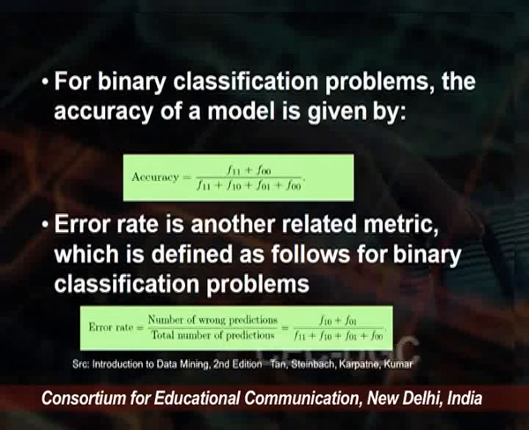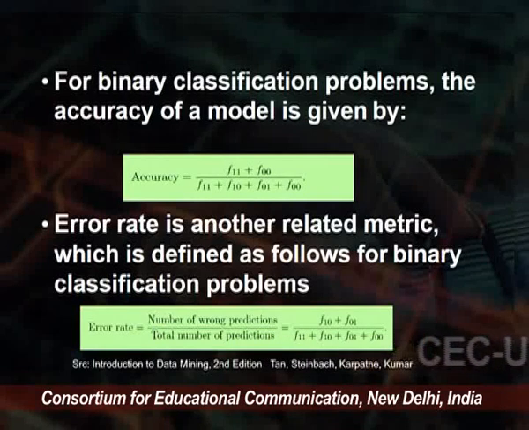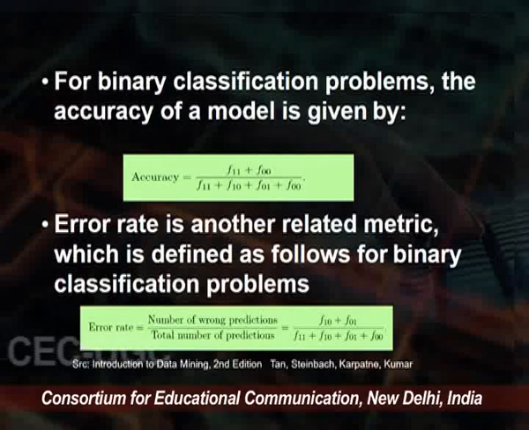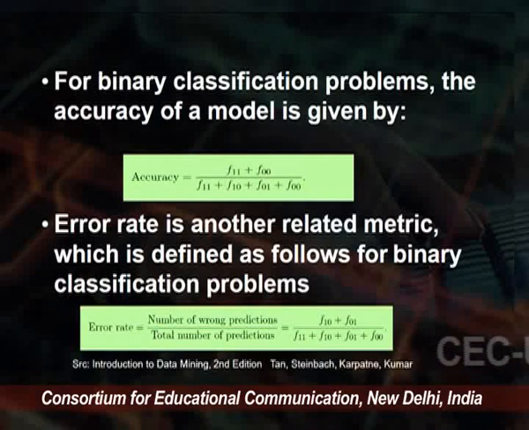Then you also want to look at the error rate of the model, right, because that's also an important metric which will define how the classification problem has been solved. What is the percentage of error? So error you will find out by taking the number of wrong predictions divided by the total number of predictions, right. So accuracy and error are two complementary metrics.